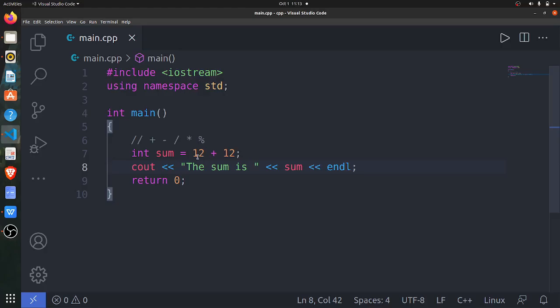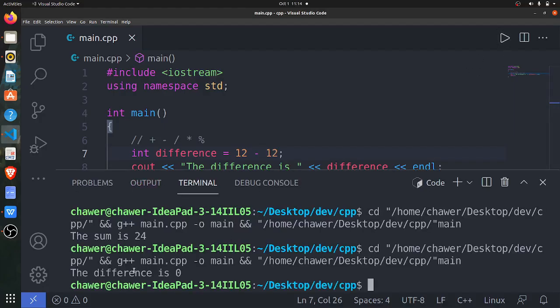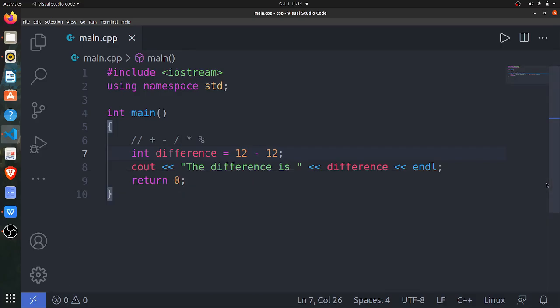And what if instead of the sum I was working with the difference? So if instead of the plus there was a minus here, what do you think the answer would be? Definitely it would be 0, and it will say the difference is 0. You all know how this minus works.